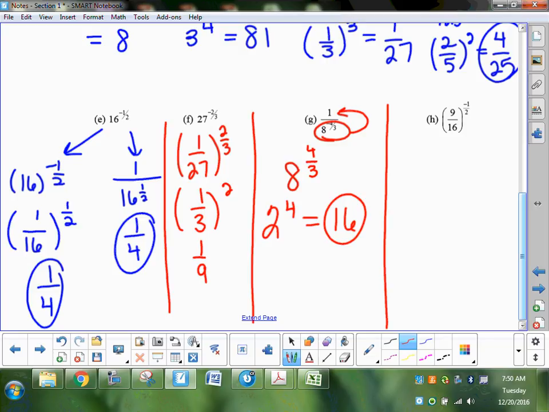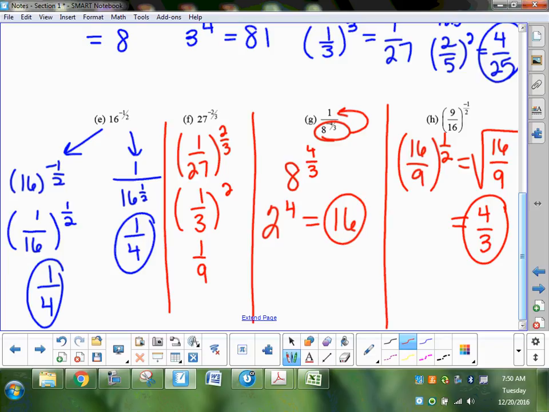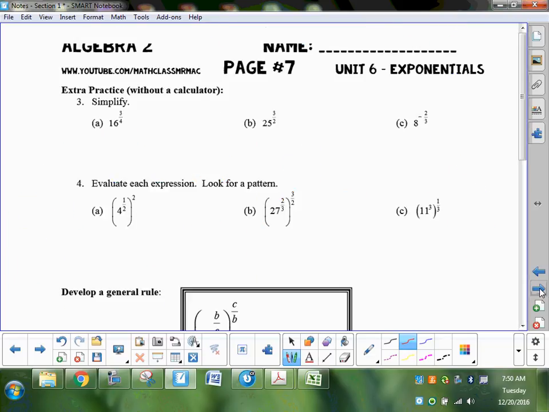Let's look at H. Tyler, what would you do in H? Would flip the fraction to get rid of the negative in the exponent, so you have 16/9 to the 1/2 power. And that's the same thing as taking the square root, which will result in 4/3. It's not plus or minus since the radical was given to you. If it's from solving, it's a plus or minus. If it's from a given expression, it's as is. Next one's up.